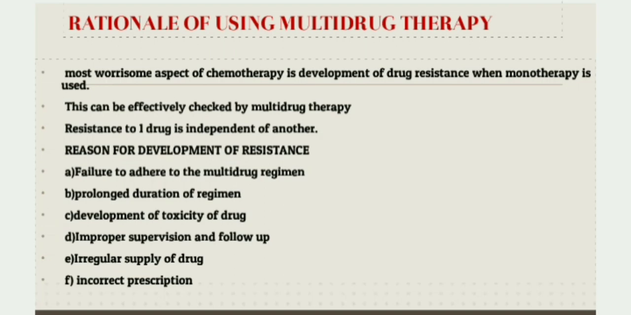Actually, the incidence of resistance to one drug is independent of that to another. Hence, the probability of a strain being resistant to two drugs will be the product of the probabilities of resistance to each drug, and thus drug resistance is much lower when a multi-drug regimen is used.